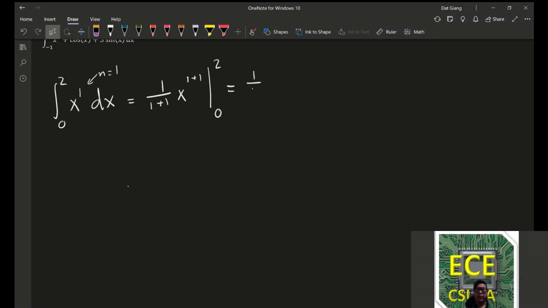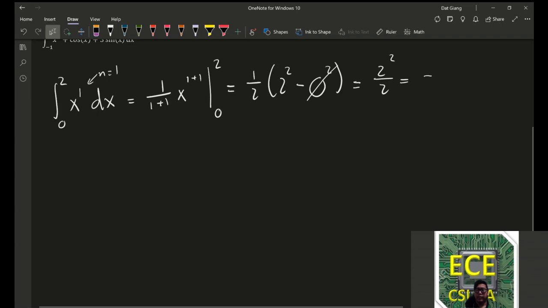We get 1 half, 2 to the 2 minus 0 to the 2. In this case, this is still 0. So we simply have 2 to the 2 over 2, or when simplified, just becomes 2.